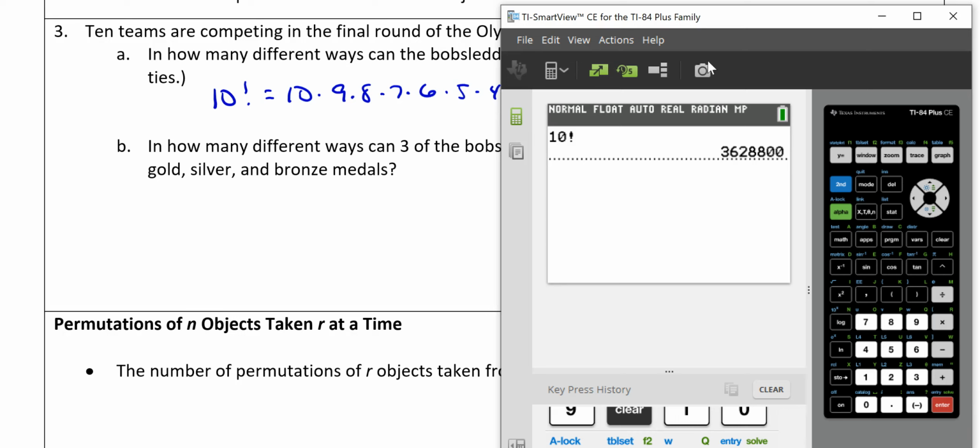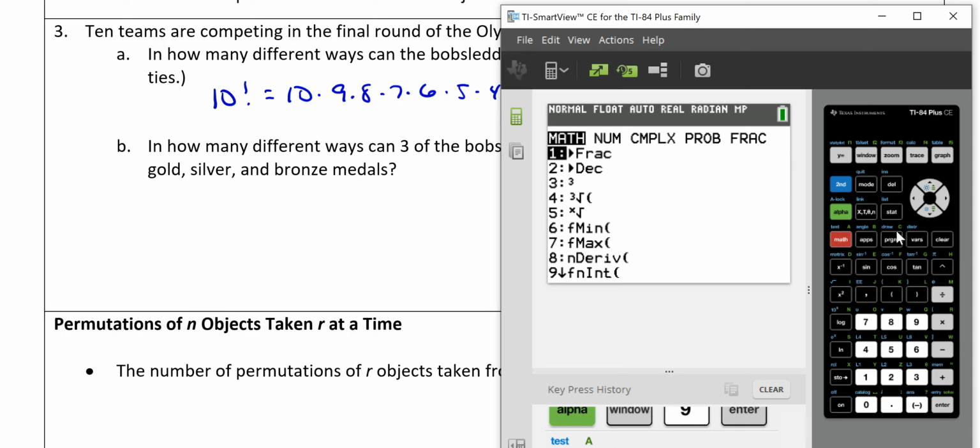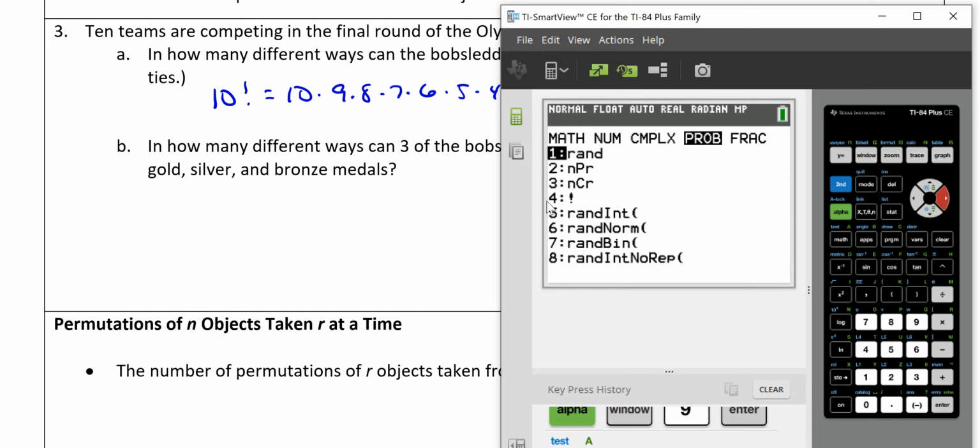Hit enter, and there's my answer. Now, I believe you can also find this under the math button, but you're going to have to look for it a little bit. It's going to be under, I think, probability. Yep, so probability, there's option 4. So that is the factorial key. So it's under probability, which is very helpful.